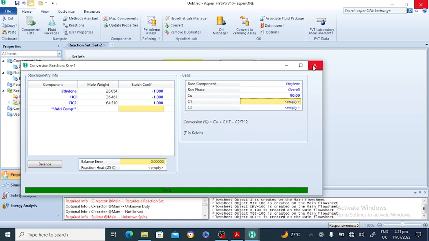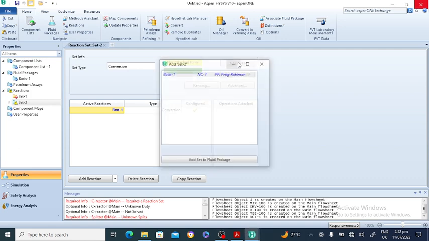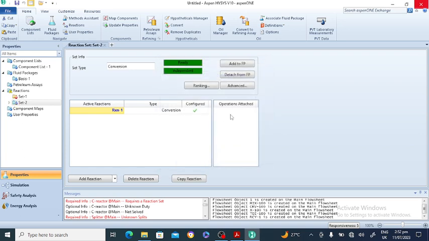Click on this one and add it to the fluid package. The fluid package is the Peng-Robinson equation. Click on add to fluid package. Now this is reaction set 1.